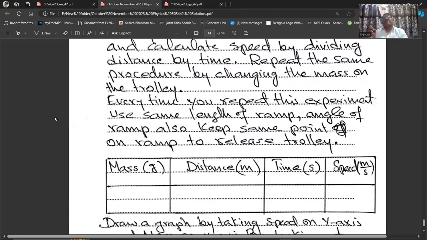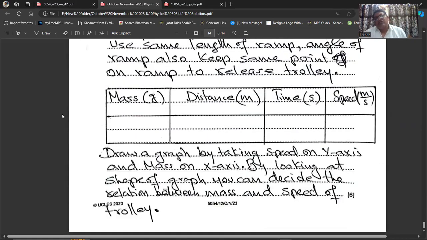Repeat the same procedure by changing the mass on the trolley. Every time you repeat this experiment, use the same length of ramp, the same angle of ramp, and also keep the same point on the ramp to release the trolley. And this is the table which I think you have to draw: mass, distance, time, speed. Draw a graph by taking the speed on the y-axis and mass on the x-axis. By looking at the shape of the graph, you can decide the relation between mass and speed of the trolley.